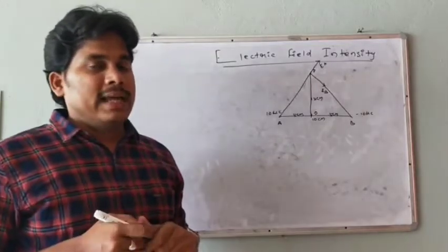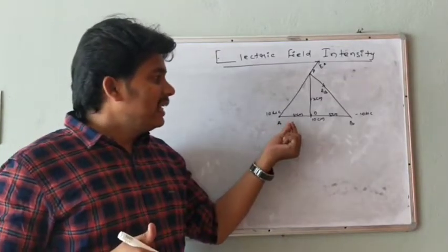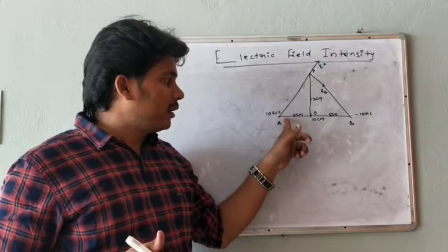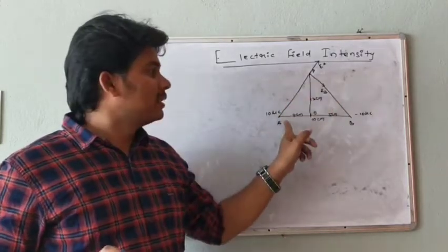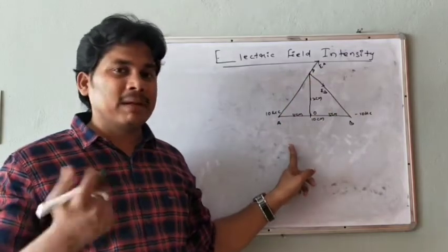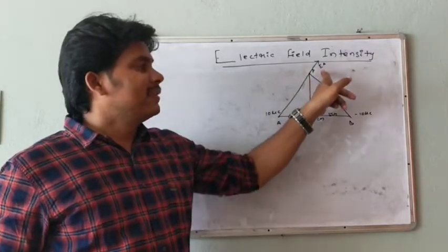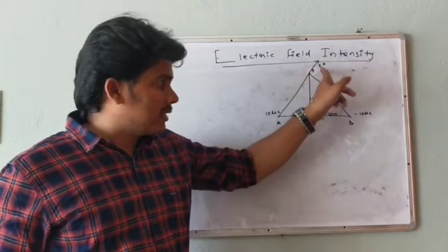Why is it so? Actually, what is happening? Electric field intensity due to the point A. Generally, the test charge we take is a positive charge, which means these two charges repel each other. That's why the electric field intensity is in this direction.